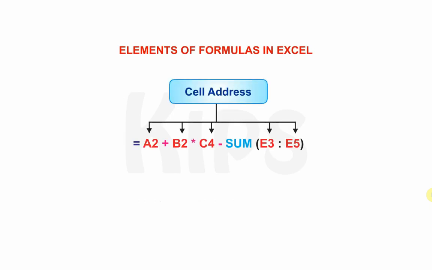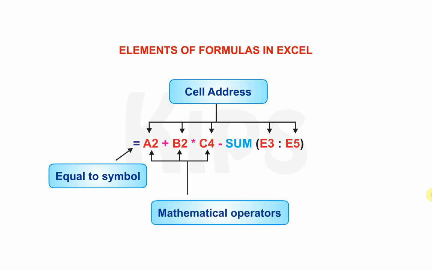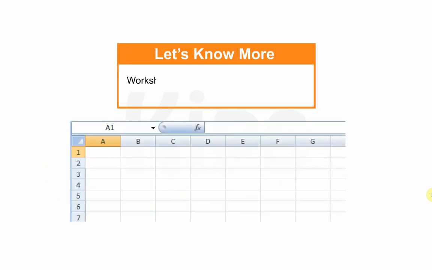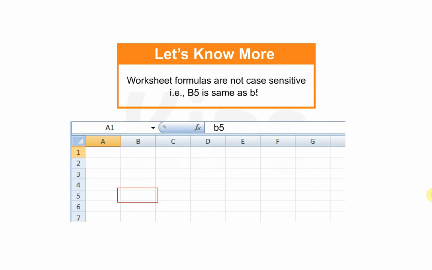This is the cell address. This is the equal to symbol. These are the mathematical operators. And this is the function. Students, please note that worksheet formulas are not case sensitive. That is, capital B5 is same as small b5.